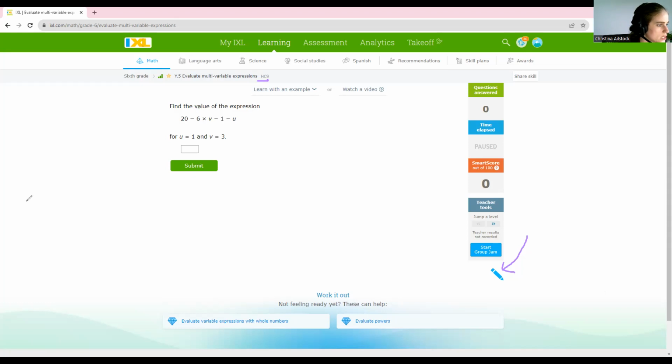So I'm going to rewrite my problem here. For the first one, I'm going to rewrite the whole thing. So we have 20 minus 6 times v minus 1 minus u. And we are told that u is equal to 1 and v is equal to 3. So we're going to substitute, we're going to replace those variables, v and u, with the numbers 1 and 3. So everything else stays the same.